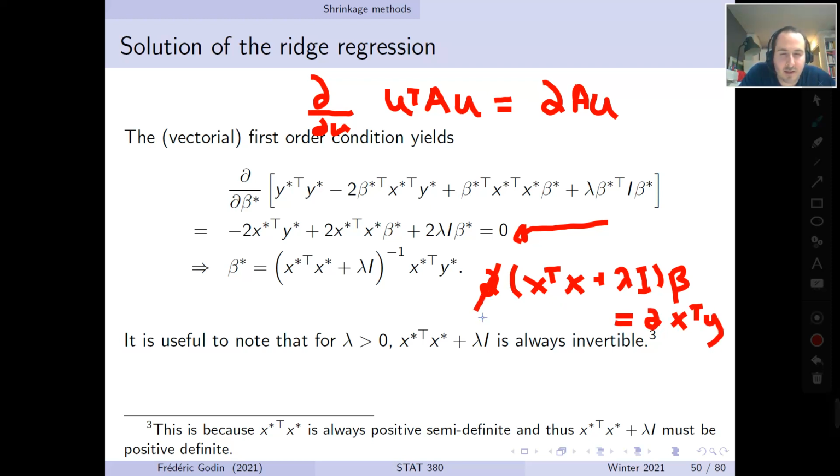Of course we can simplify the 2 here. And then if we want to find beta star, what we need to do is simply multiply by the inverse of this guy on both sides. And this becomes exactly this expression here. So this is the solution for a ridge regression. And we see that if lambda is 0, this term vanishes and we get back the same solution as for the original OLS regression, which is nice.